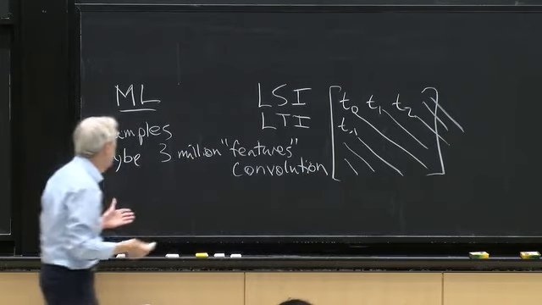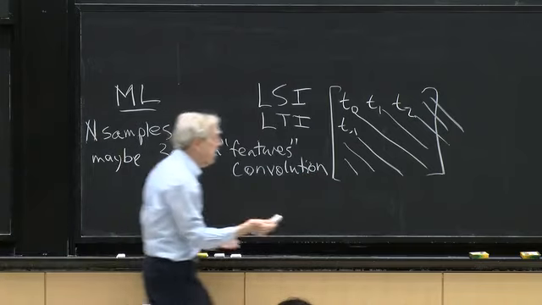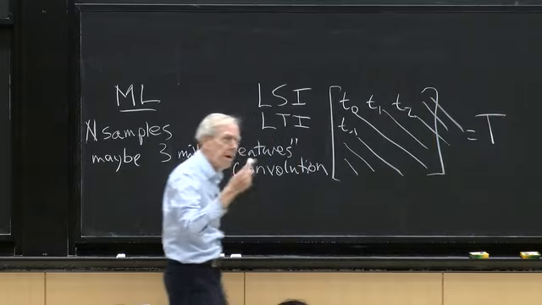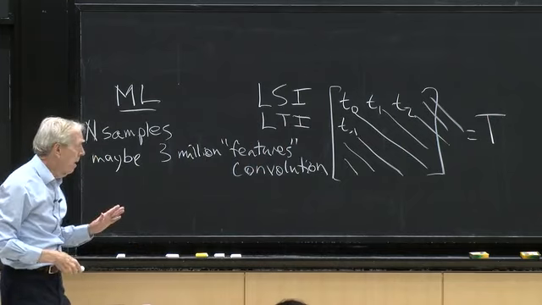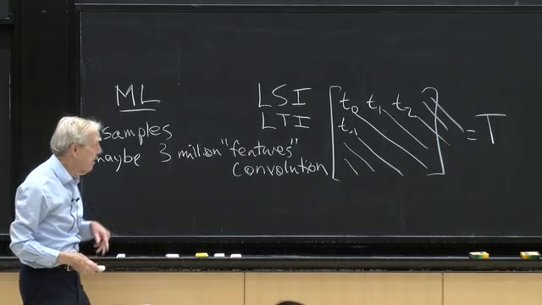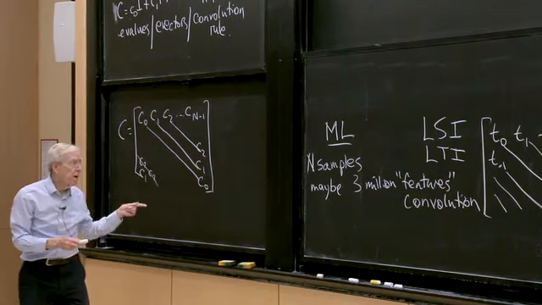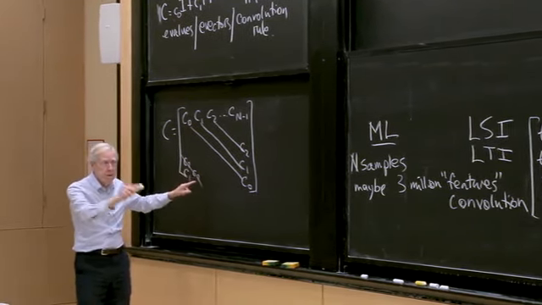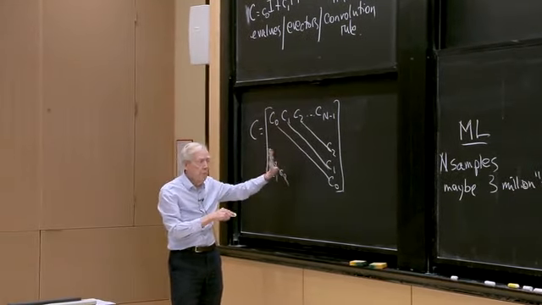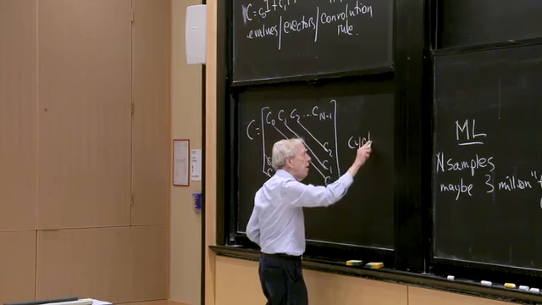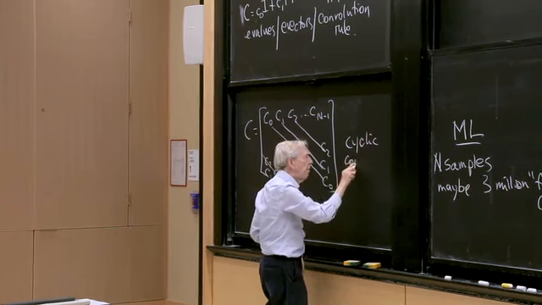When you multiply by one of these matrices, I'll call it T, you're doing a convolution. I'd better write down the formula for a convolution. You're not doing a cyclic convolution unless the matrix cycles round. When you multiply by C, this would give you a cyclic convolution.